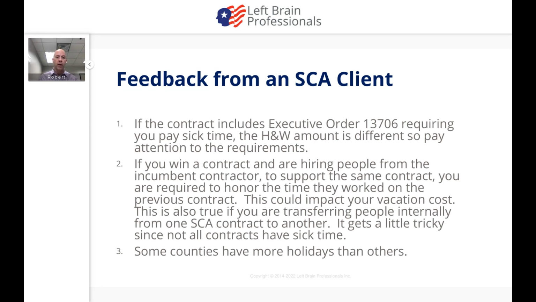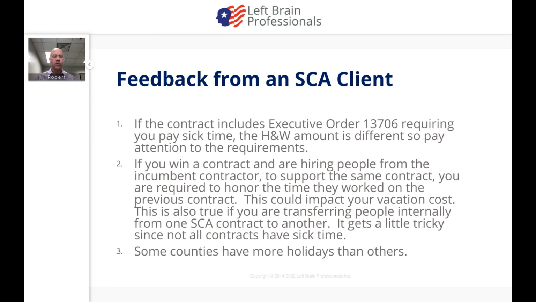Number 2, if you win a contract and are hiring people from the incumbent contractor to support the same contract, you're required to honor the time that they worked on the previous contract. This gets a little tricky because now you've got to be able to account for that, right? The previous contractor had a liability for these employees, and you're going to need that.